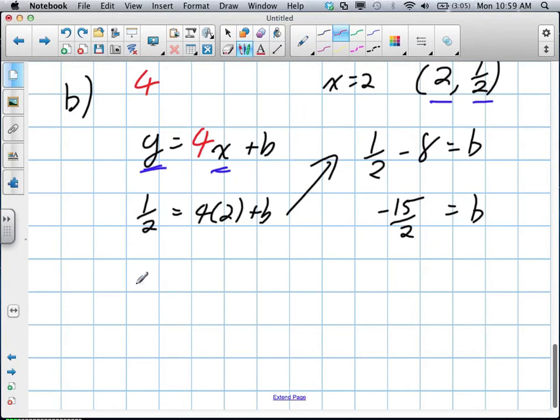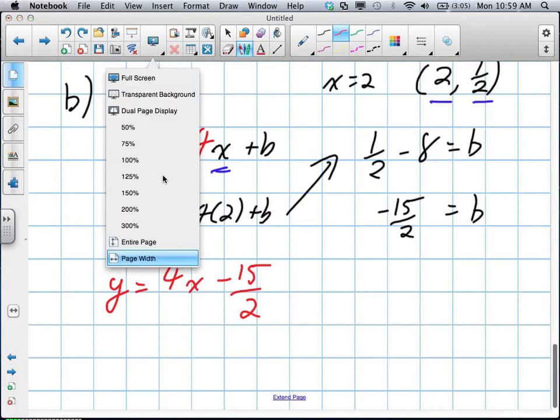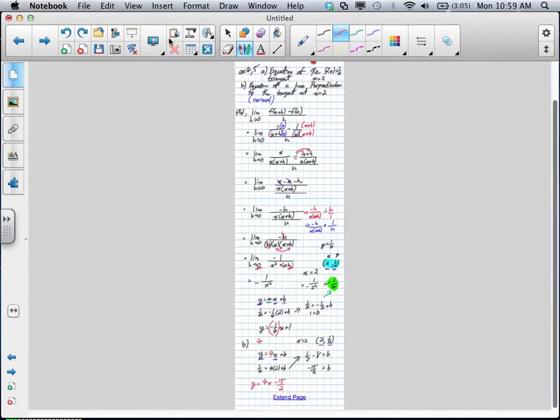So the perpendicular line is y is equal to 4x minus 15 over 2. That's in, again, slope y-intercept form. They have it in standard form. Either way is fine. Oh, that's too far out.